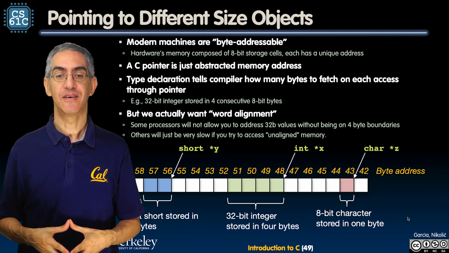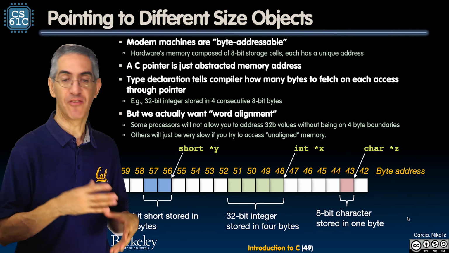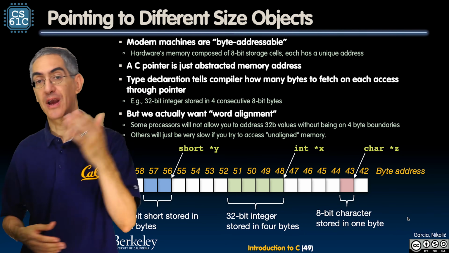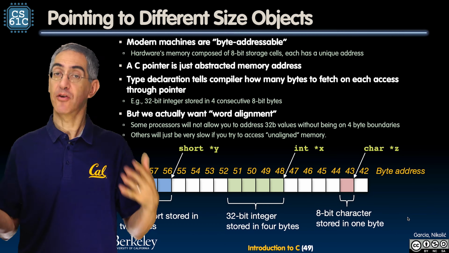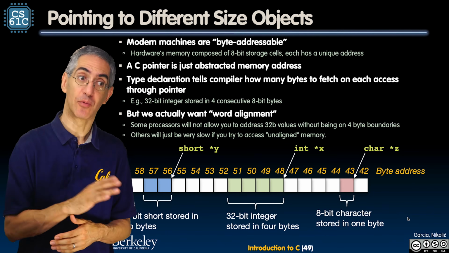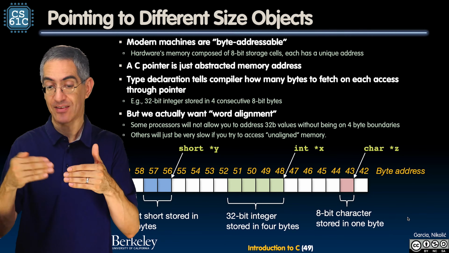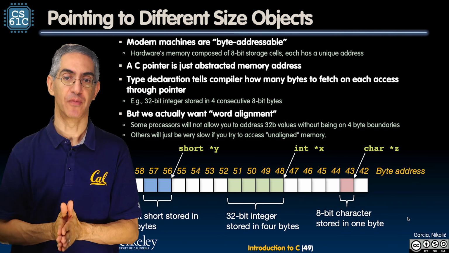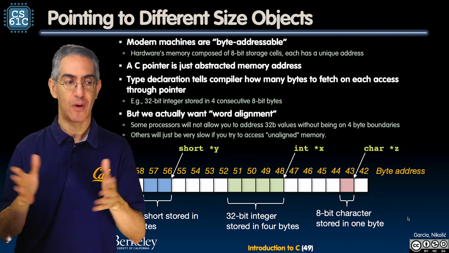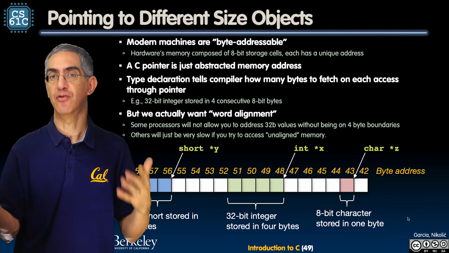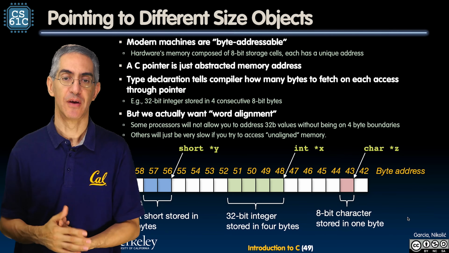You can point to variable things. As I mentioned before, you can have pointers to shorts or to integers or characters. Modern machines are byte addressable. In the olden days, they were word addressable. Now they're byte addressable. I can get access to every byte. Okay, that's kind of useful. And a C pointer is just a way of thinking of an abstracted memory address. It's our way of interfacing with memory.